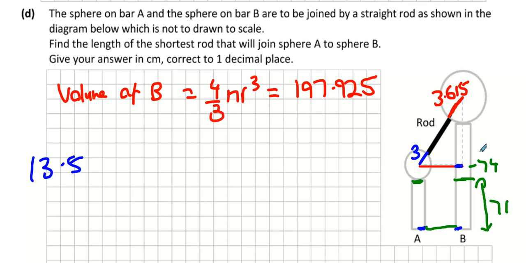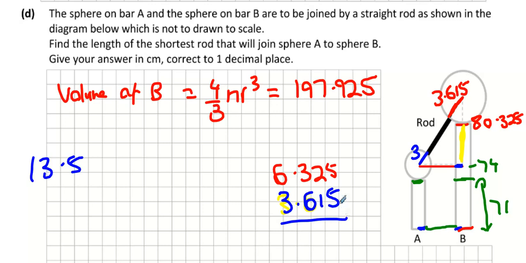Now, what's the height of the second bar in total? 80.325. Take the two of them away from each other, and it's 6.325. 6.325 is that yellow one there. Do you see that yellow bit? Add the radius. 3 point... Yeah, exactly. 3.615. Add them together, and what you get?